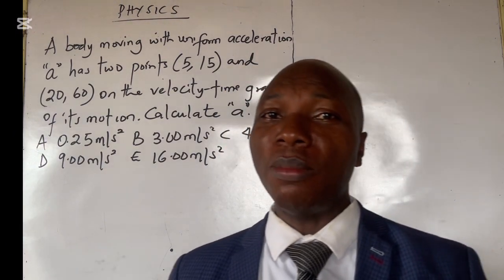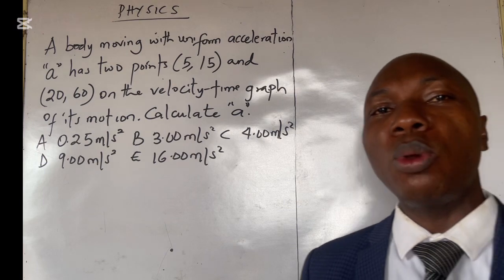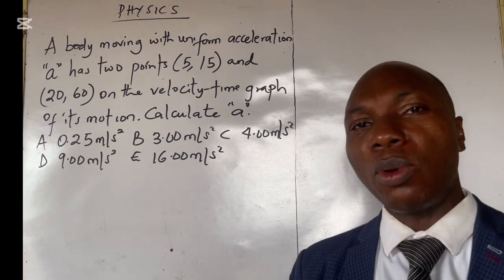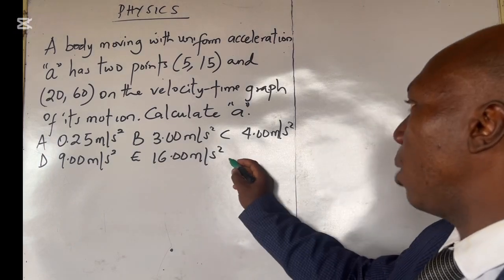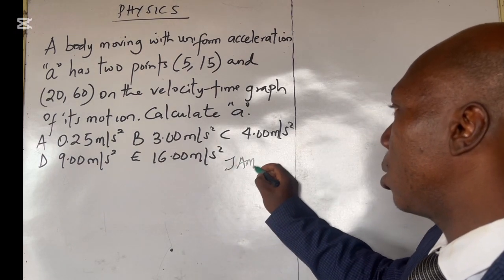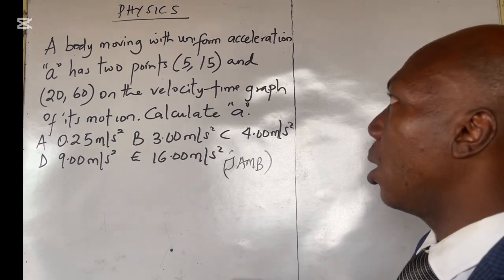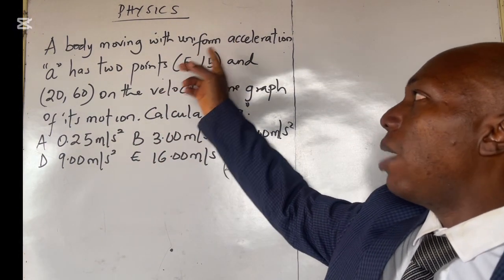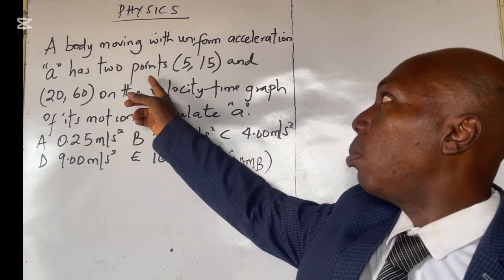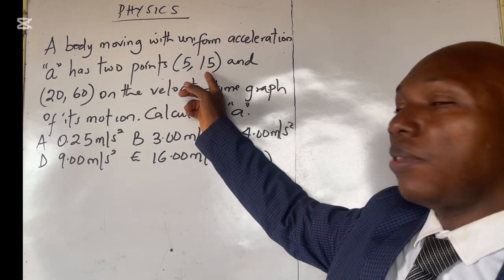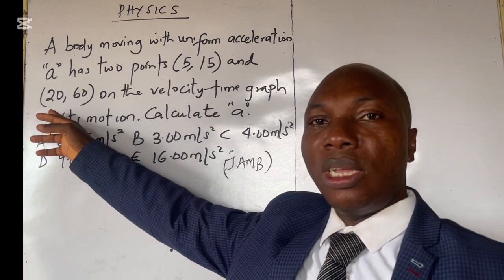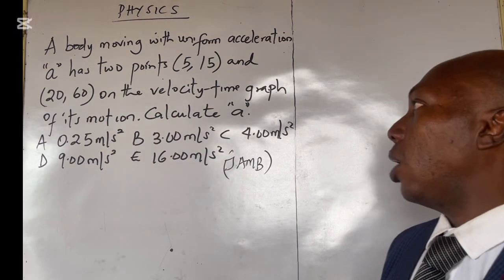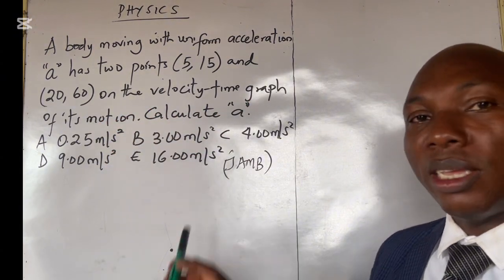We started some days ago, and today we want to solve this question on the board. This is a JAMB question. We have a body moving with uniform acceleration here, with coordinates 5, 15 and 20, 60 on the velocity-time graph of its motion. We have to calculate a, and we're given the options.